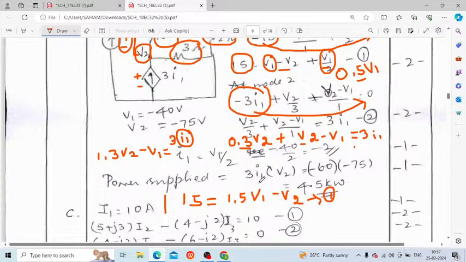Right? Now we need to find the power supplied. So power supplied is nothing but 3I1 into V2. I1 you know is minus 2 and V2 you know is equal to 75. So it is 3I1, that is 3 into 2, which is 6, right? Minus 6 into minus 75.